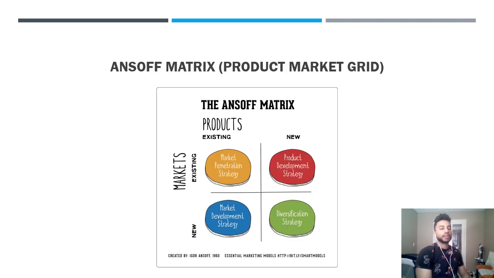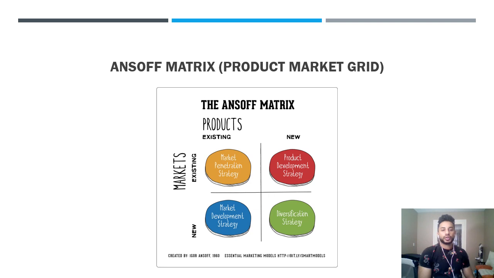So basically the same thing. The Ansoff matrix is the product market grid. It's the same exact thing. Okay. So if you try to understand the Ansoff matrix, you have products on the top, you have markets on the left.